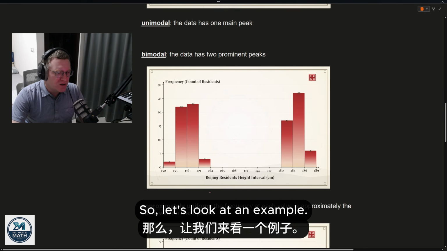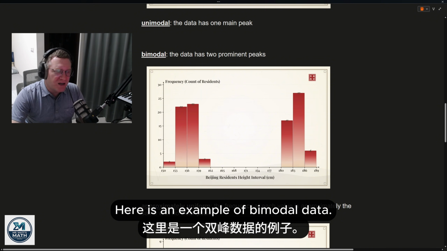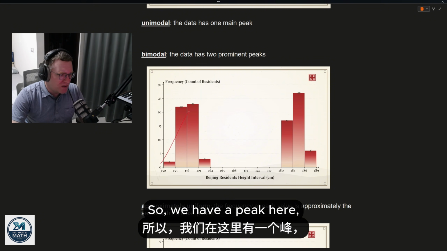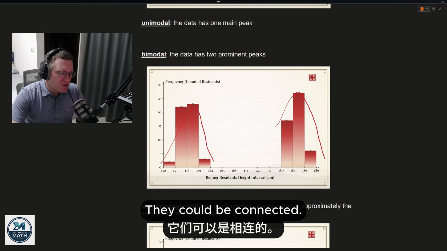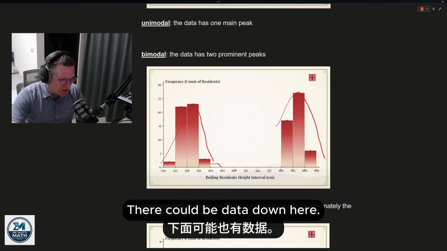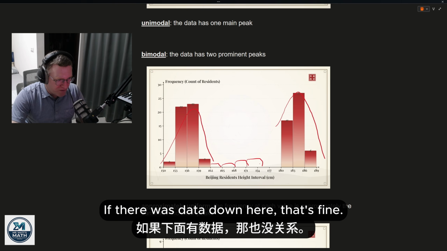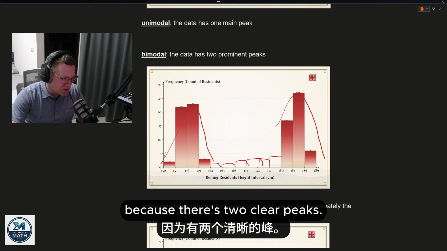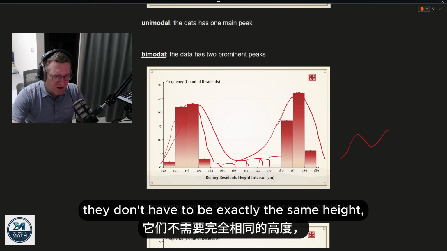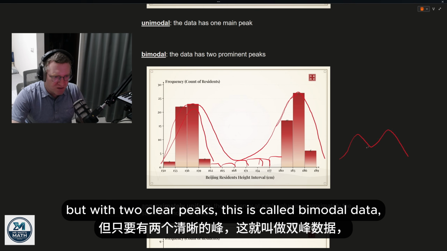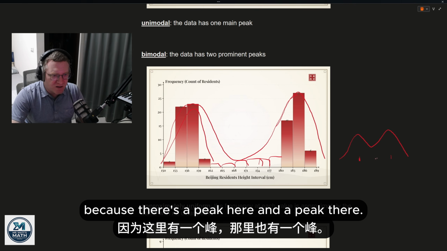So let's look at an example. Here is an example of bimodal data. We have a peak here, and then we have a peak over here. They could be connected. There could be data down here, and that's fine. This would still be considered bimodal because there are two clear peaks. They don't have to be exactly the same height, but with two clear peaks, this is called bimodal data because there's a peak here and a peak there.